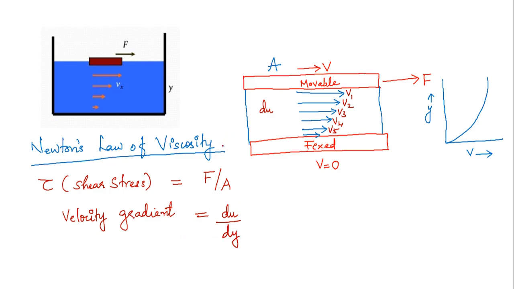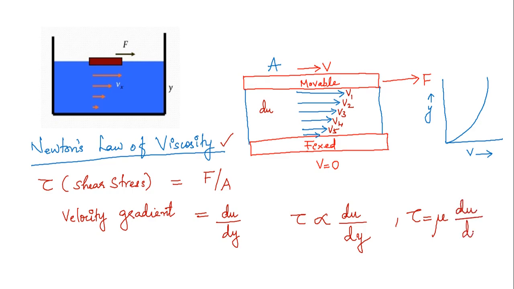And this Newton's law of viscosity states that the shear stress is directly proportional to the rate of change of velocity or the velocity gradient. And to remove this proportionality sign, we can multiply it with a constant mu.